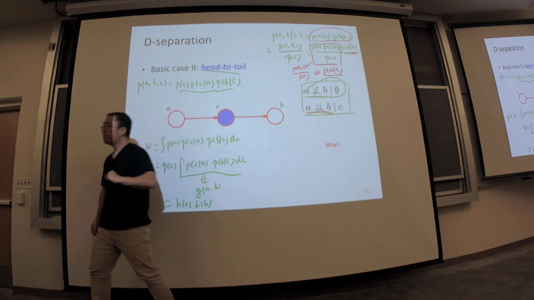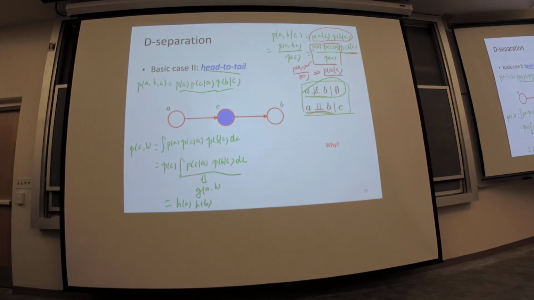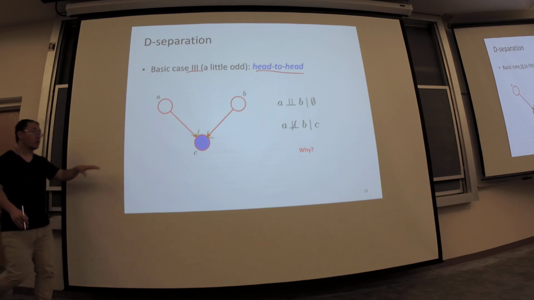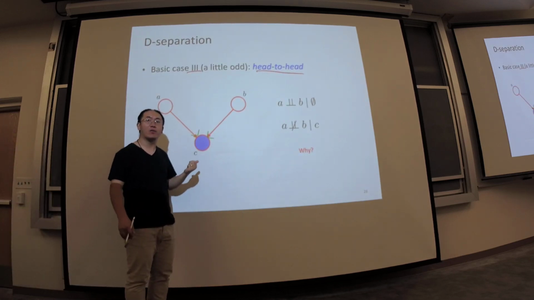So that is the second structure. And then we'll look at the third structure, which is quite weird. It's an odd structure. It's called head-to-head. So why is it called head-to-head? Because the variable C, which we are conditioned on, has these two edge heads pointing to it, right? So this head and this head. So that's why it's called head-to-head.